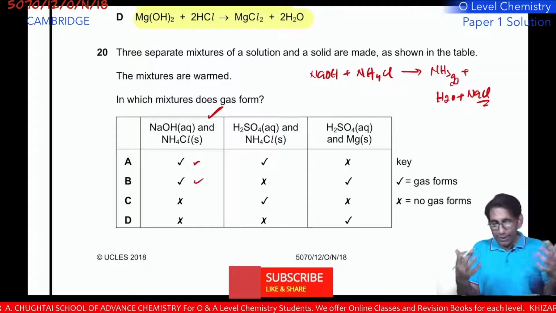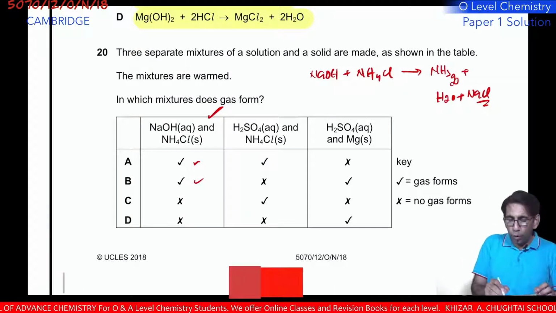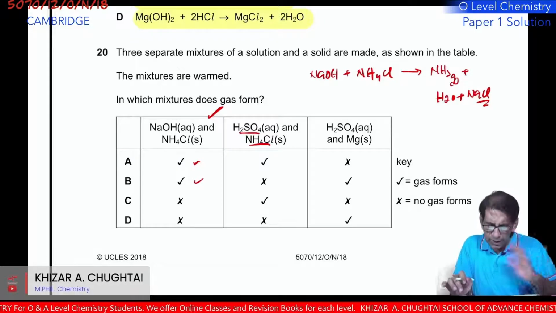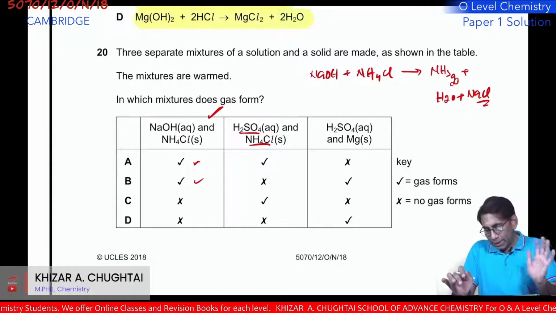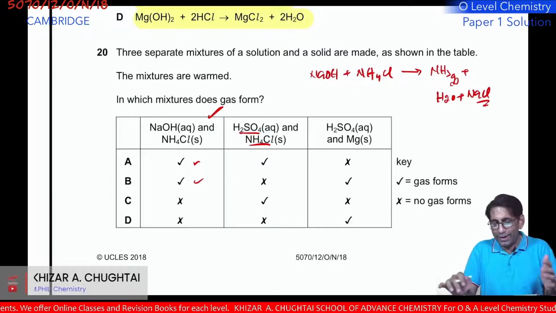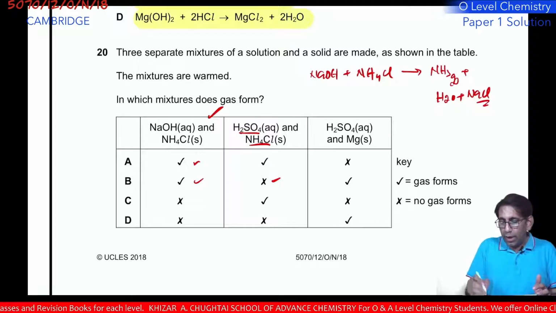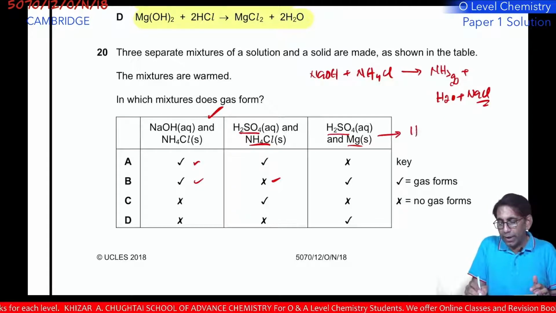A or B are the correct option. H2SO4 and NH4Cl: NH4Cl is an acidic compound, and both of these are acids. So there is no gas that is expected to be formed. And H2SO4 plus magnesium, yes, they will meet together to make hydrogen gas.